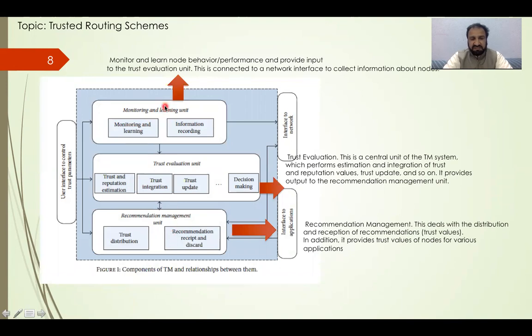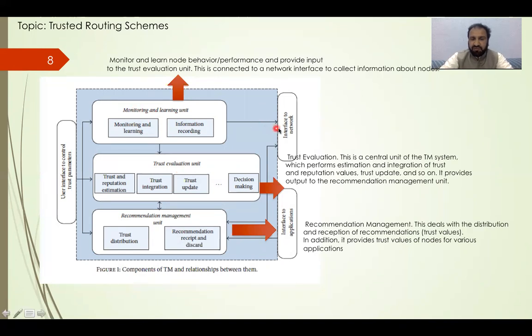Trust management is divided into 3 phases: the monitoring and learning unit, the trust evaluation unit, and recommendation. What will the monitoring be doing? Monitoring will monitor its neighbor nodes, whether each node is behaving as decided or not, that is, whether its behavior is not as decided for the routing process. So the output of this will be provided to the trust evaluation unit.